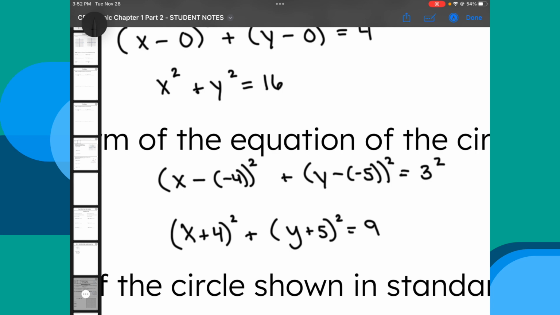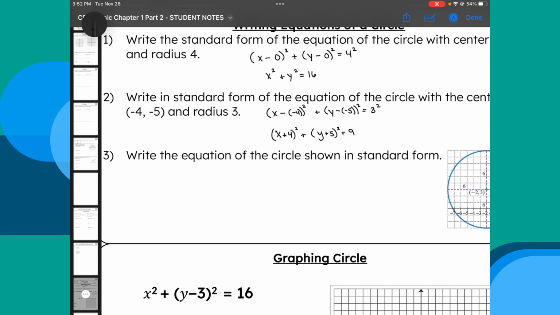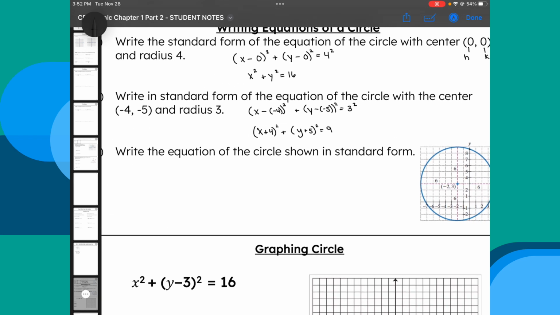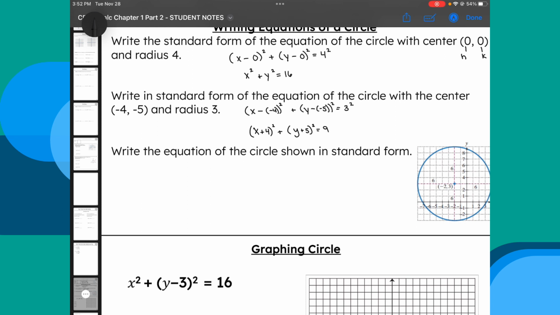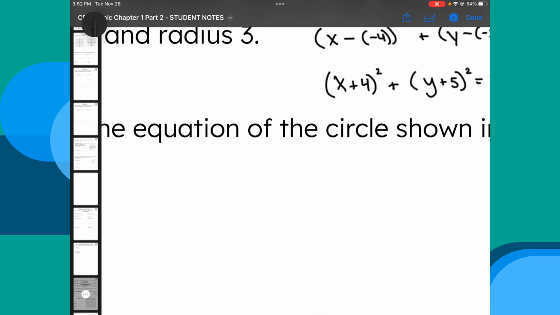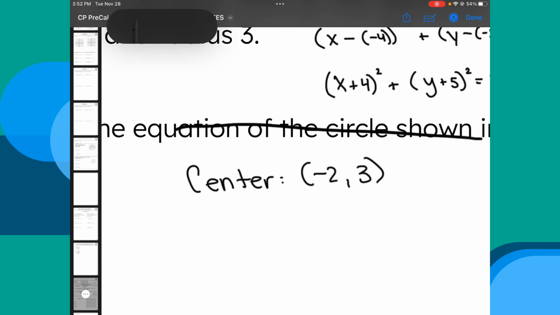All right, I encourage you to pause it and try this last one on your own. Here we have the equation of the circle, and we're going to write it for the one shown. Looking at the picture, we can tell that our center is at (-2, 3). They kind of give us that information.